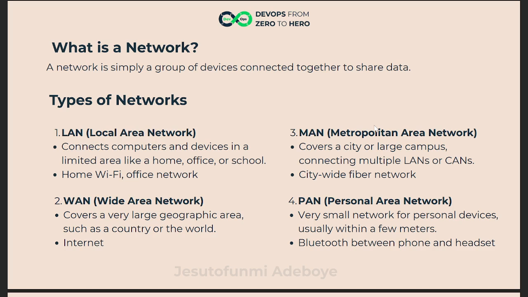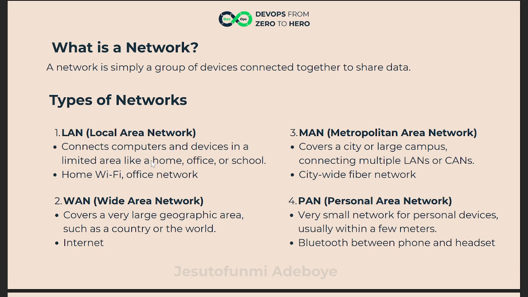All right. So now the next topic is the types of networks. We have so many types of networks, and I'll be explaining them one after the other. The first one here is LAN. That is local area network. When we say local area network, it connects computers and devices in a limited area, a very limited area, like your home, your office, or schools, right?